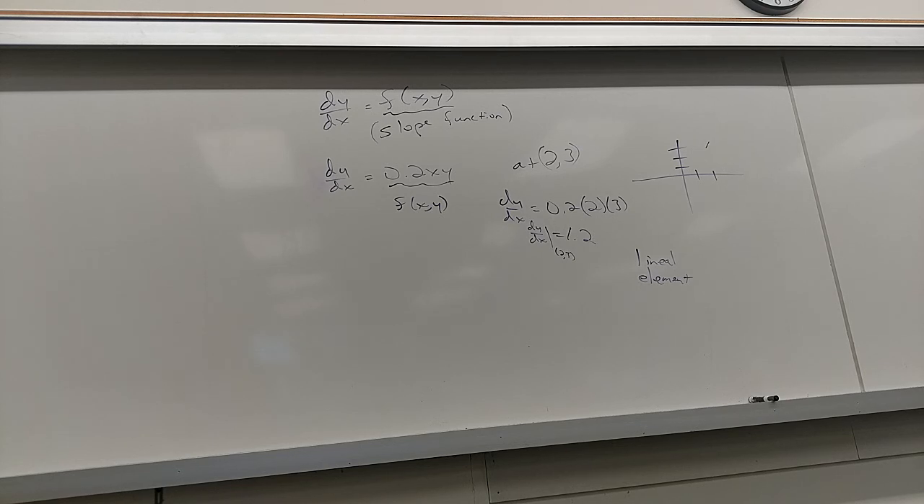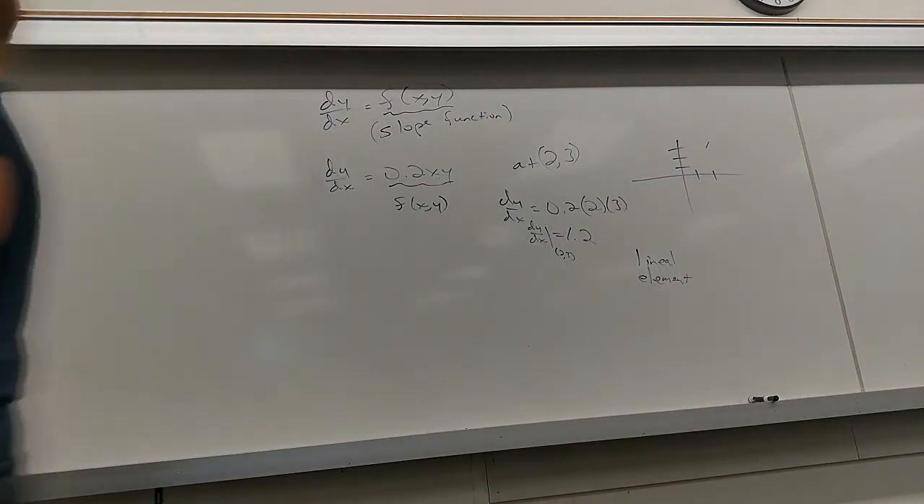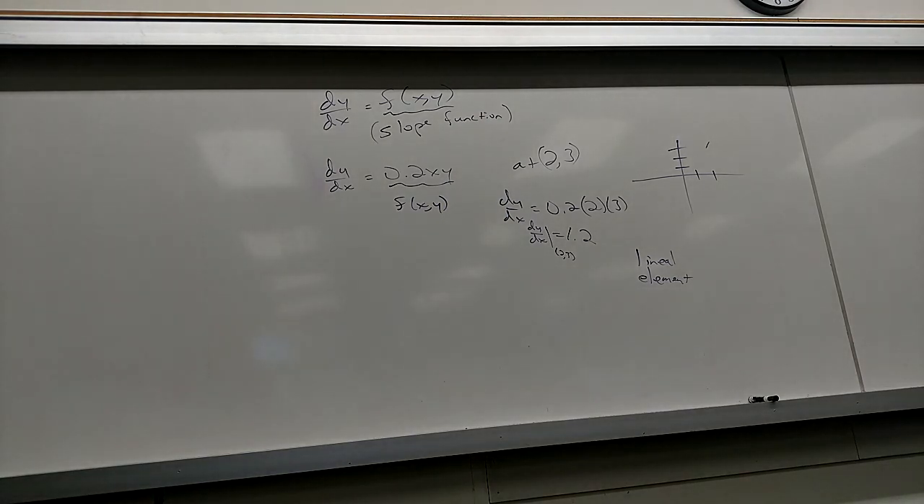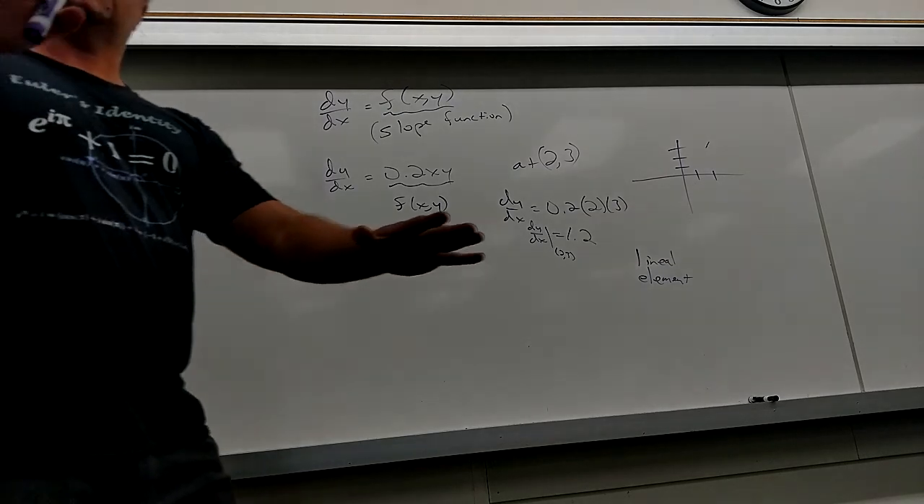So I could start here, and it would push me this way, and that would push me this way, and that would push me this way. Do you guys kind of get the idea here? I can't remember what they say. Just to show you, there's several possible solution curves based on what my initial value would be. Let me just stop here.